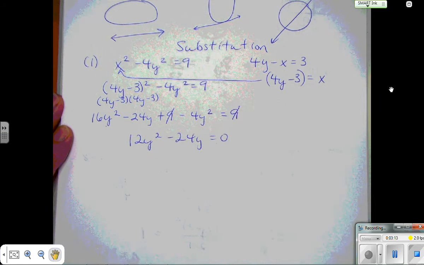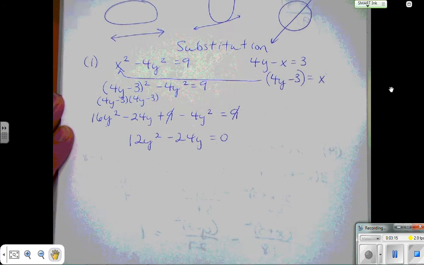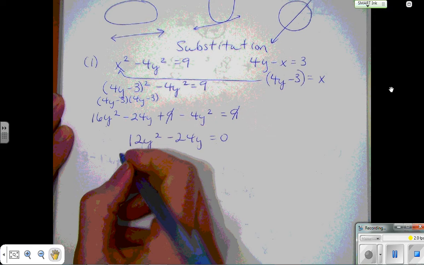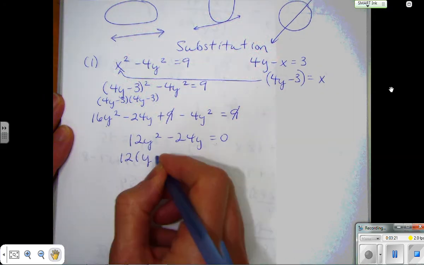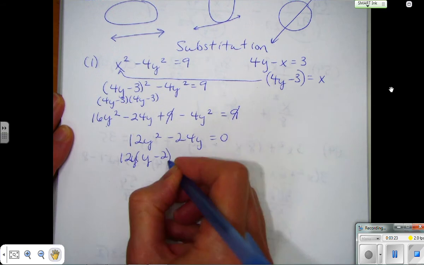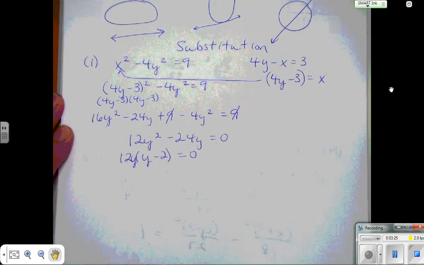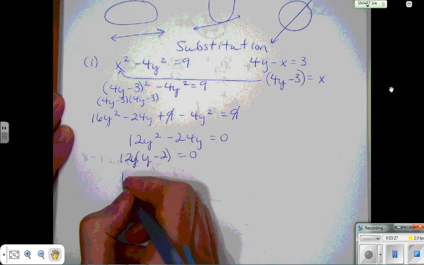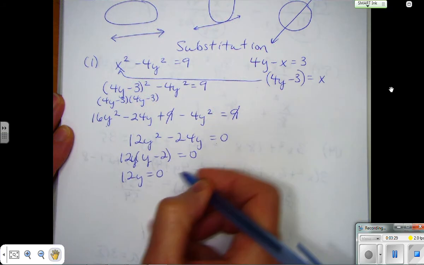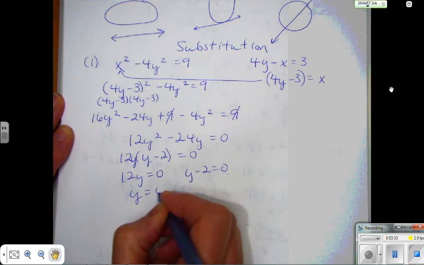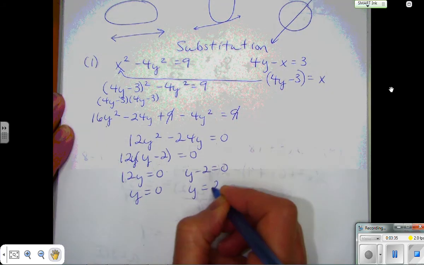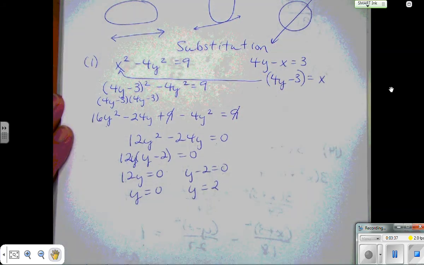Okay, so now I can factor. I can have a common factor of 12y that I'm going to take out. And I have y minus 2. Whoops, I forgot my y. Y minus 2 in parentheses. And I'm going to set each factor equal to 0. 12y equals 0 and y minus 2 equals 0. So I have 2 values for y, 0 and 2. So I'm going to have 2 points of intersection on this one.